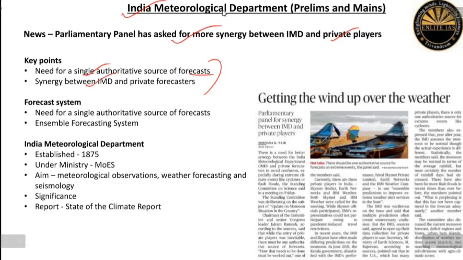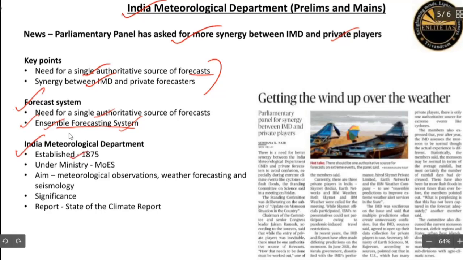So the article calls for a synergy between IMD and private players. In this context, we should know that IMD forecasts the monsoon, its arrival and extent, and also the extent of the winter season and its extremity in the country. IMD is planning to move to an ensemble forecasting system. It is a system whereby different forecasting models, such as the statistical model and the global circulation models, would be integrated to have comprehensive forecast results.